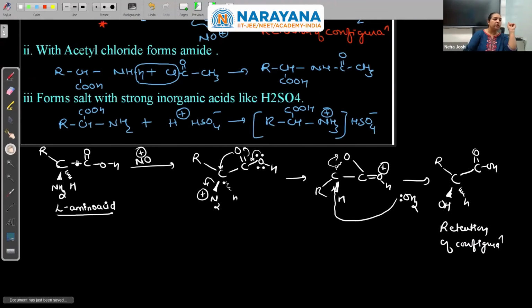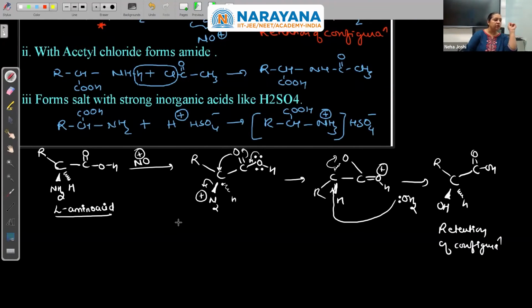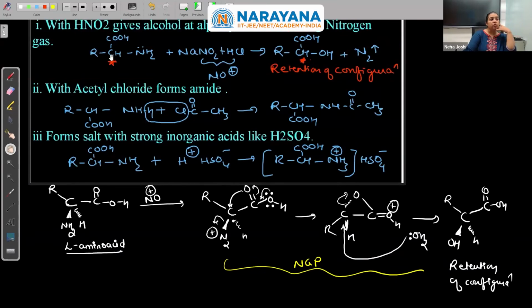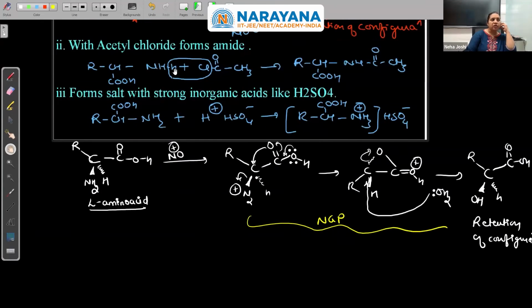Okay, there is NGP. What we just observed is neighboring group participation of COH. So that is a very important question. Alpha amino portion is substituted to OH, but with retention of configuration. With acetyl chloride, it forms amide. Yes, here no configuration change. This is a simple reaction of NH2.